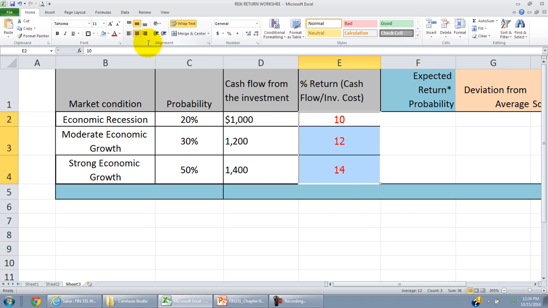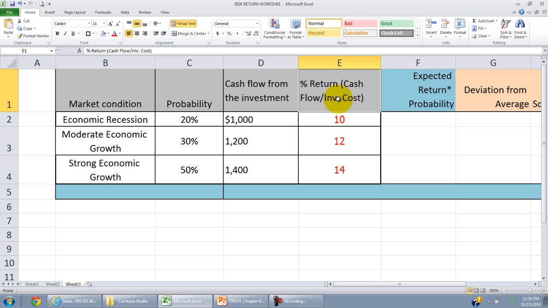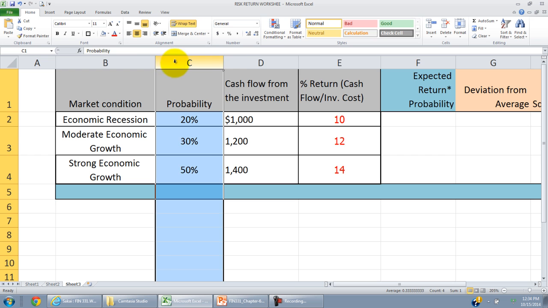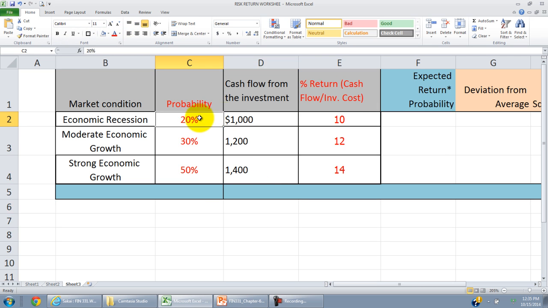Now let's move on to calculate the expected rate of return. The expected rate of return is equal to the sum of the product between probability and the return itself. So basically you will take this column multiplied by that column, those two columns.